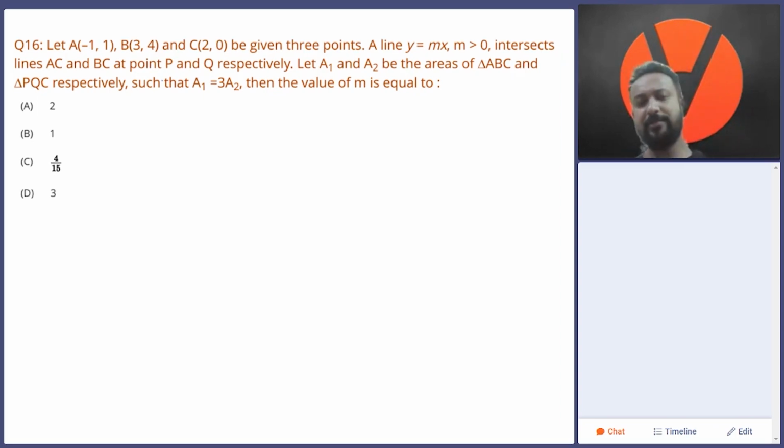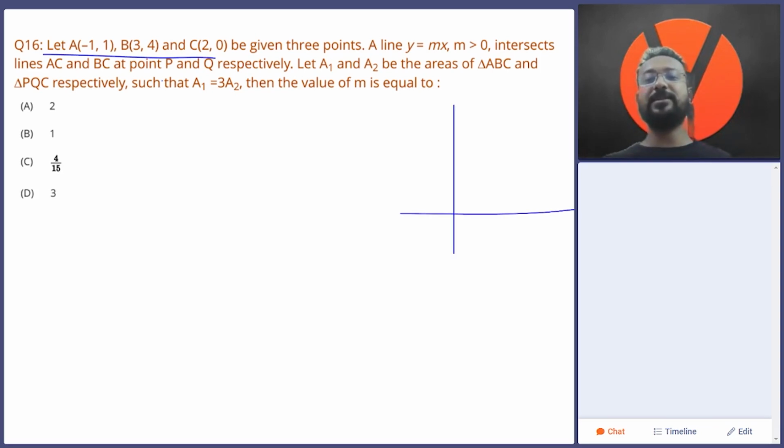Okay. So now we have a question, a very simple question, just calculation part, nothing else. In this question, A, B, C are 3 points given and the line y equal to mx. So A, B, C, as you can see, 3 points: minus 1, comma 1, let's say here. Another is 2, comma 0, let's say here. And another is 3, comma 4, let's say here. Okay, beta. So if we join them like this.